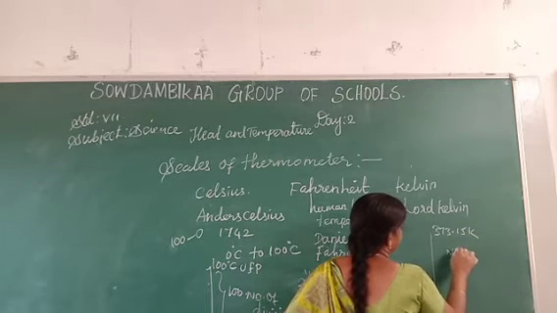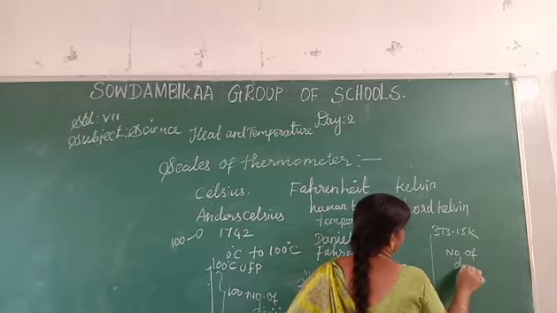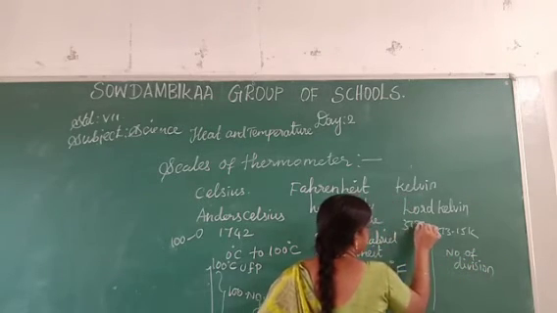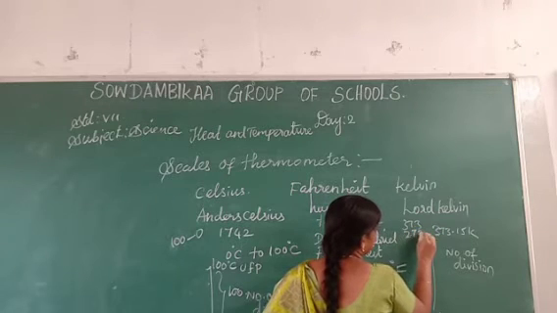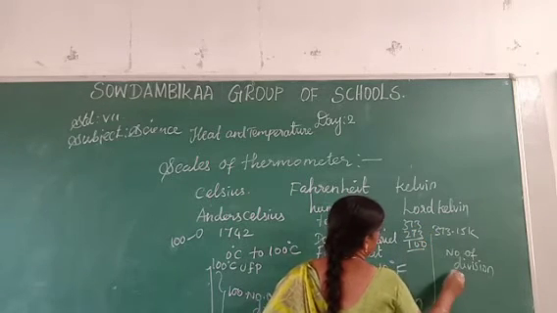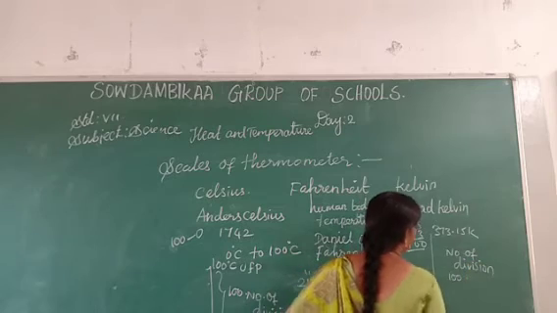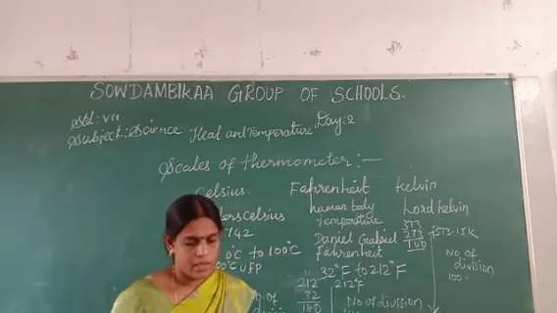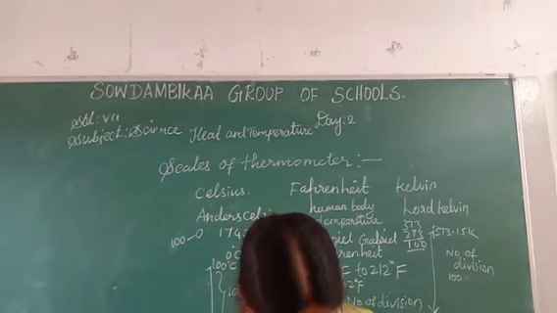How do we find the number of divisions? The upper limit minus the lower limit gives 100 divisions. How many divisions? 100 divisions. Are all clear about this one? Yes. Now we see the numerical problem.